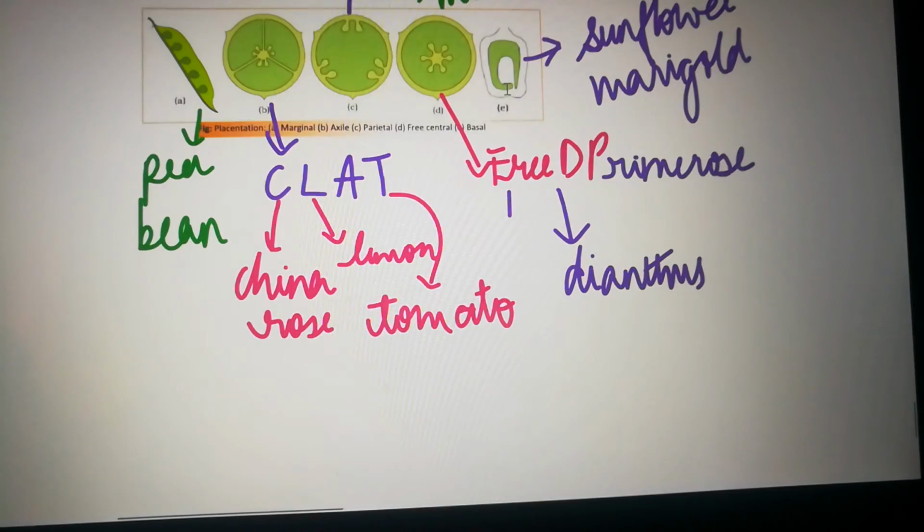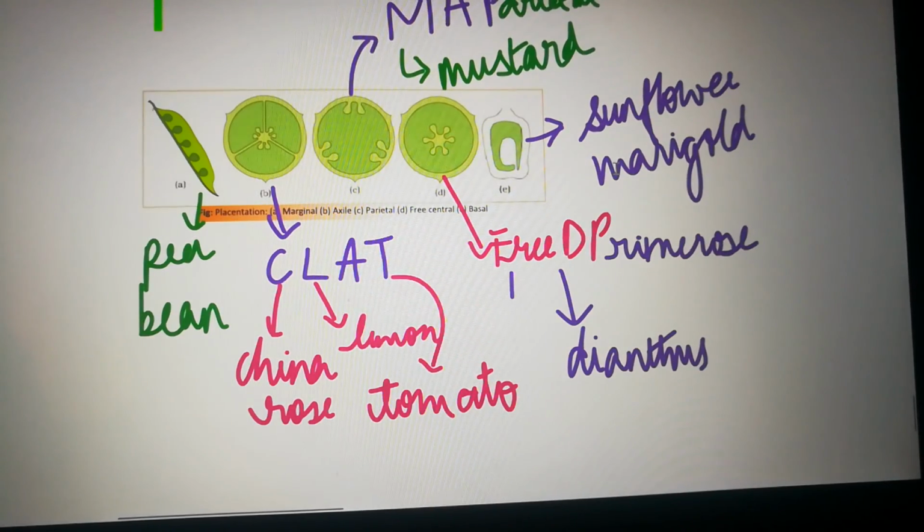And then you have free central, that is they are present in the central region, so you can remember as free DP. So free for free central, D for dianthus, and P for primrose. Then the last one you have basal, you can remember as sunflower marigold.